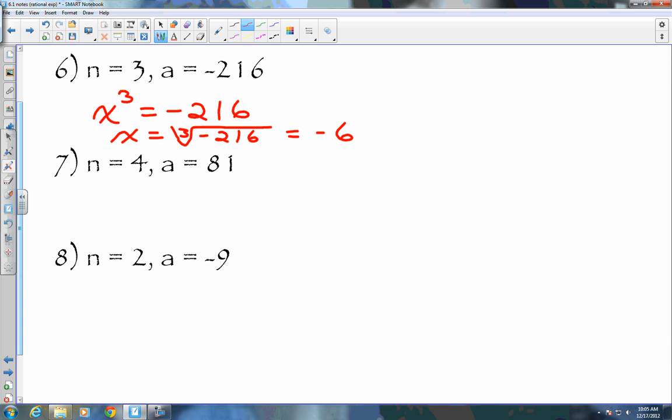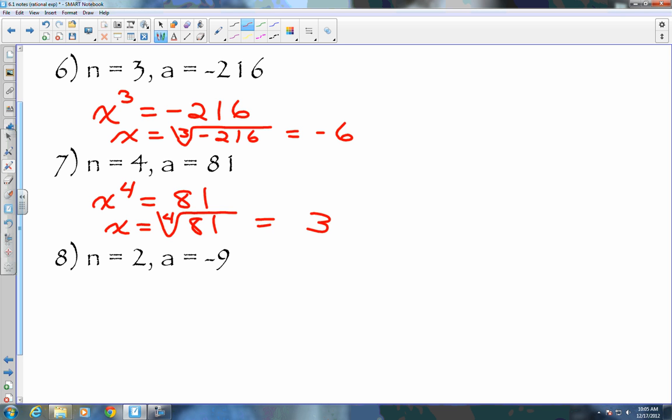Now, let's look at a different one. We've got n equals 4, so I have x to the 4th equals 81. So I'm going to take the 4th root of both sides. X equals the 4th root of 81, or 81 to the 1/4 power. What times itself 4 times makes 81? 3. Now, this is an even exponent, so it's a little bit different. Is there more than one number to do that?